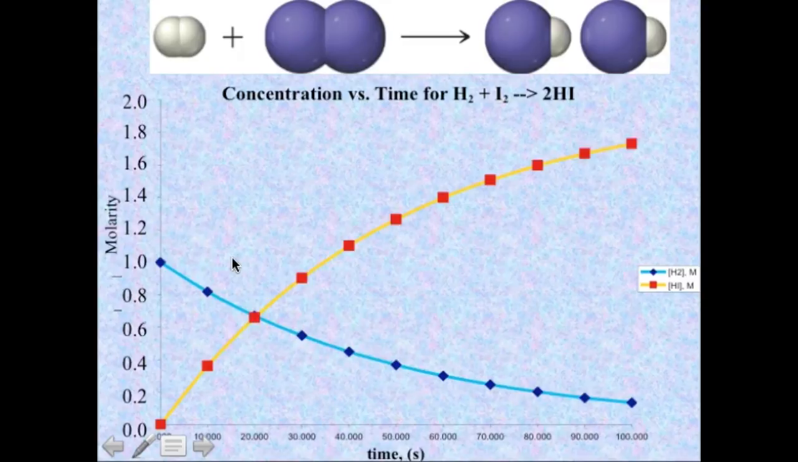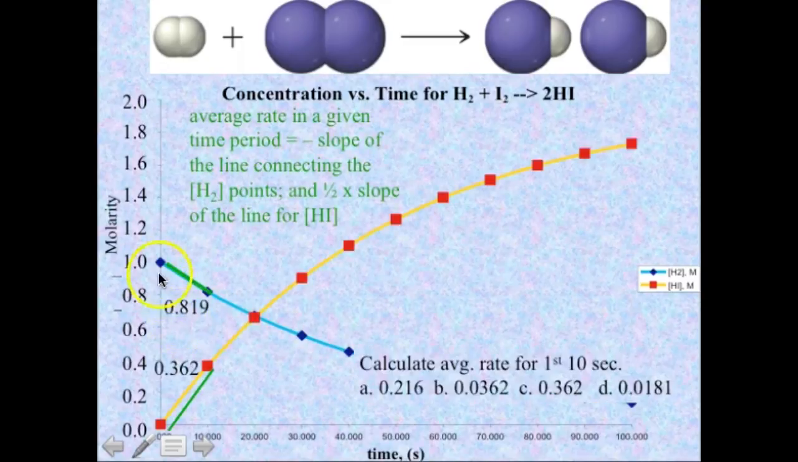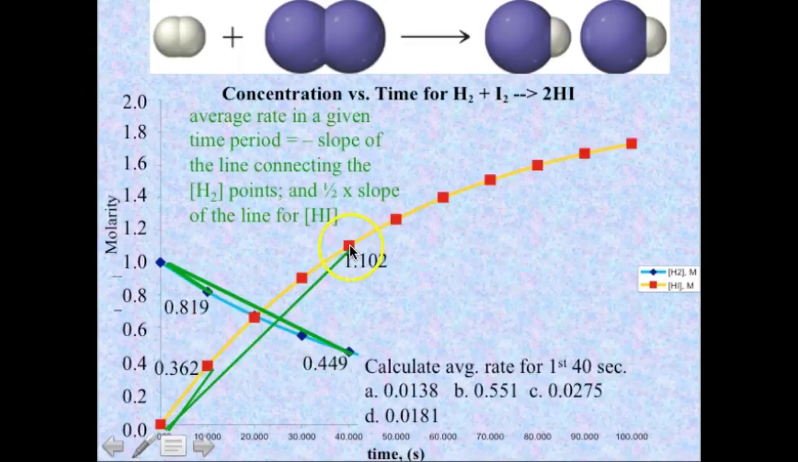Let's do the calculations on several points. So between time equals 0 and 10 seconds, we go from a concentration of 1 for the hydrogen to 0.819. And we go from a concentration of HI from 0 to 0.362. So you know the calculation and you do it and you see that the first 10 seconds the rate is 0.0181 molarity per second.